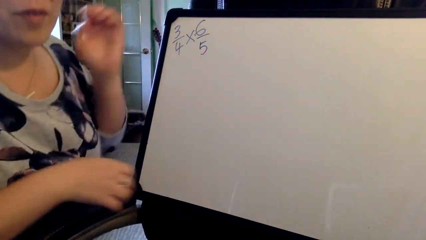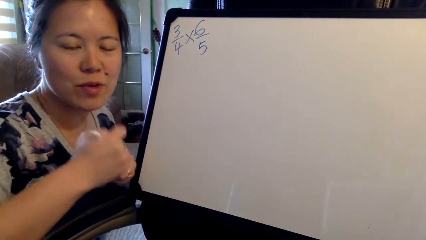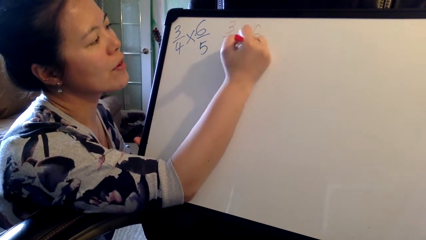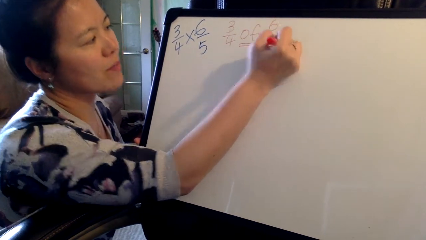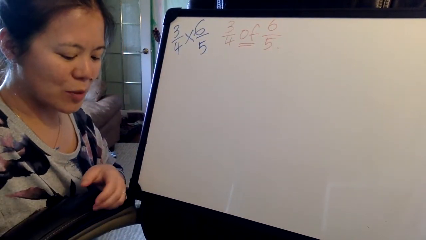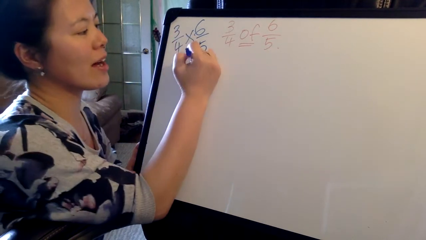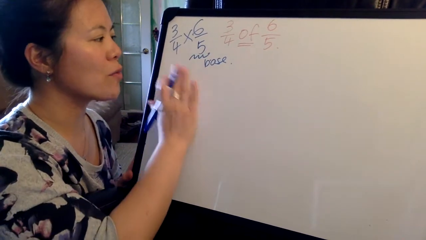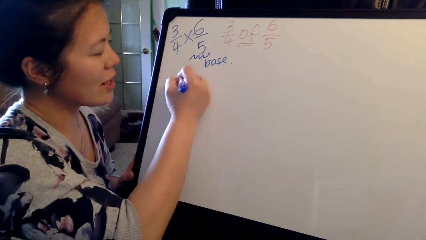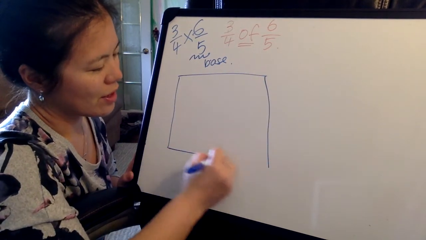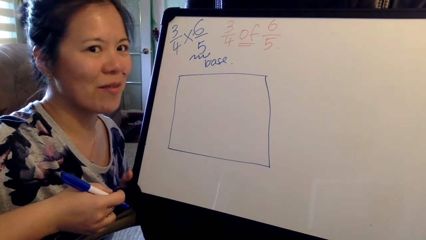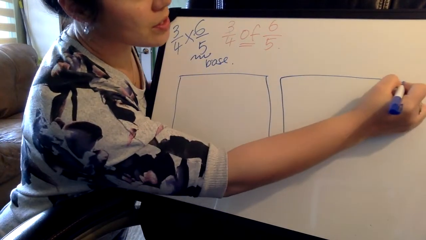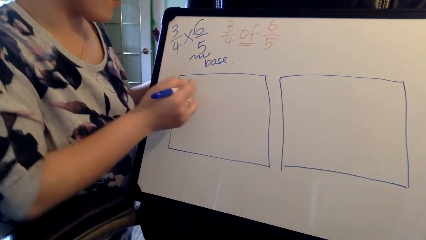Okay, so for this one, once again, how do we read this question? We want to figure out what is 3/4 of 6/5, right? And as we've been doing, we will represent the second part, which we call our base, in an area model. Is one whole enough? No, because it's bigger than 1. That means we need 2 wholes to represent this.